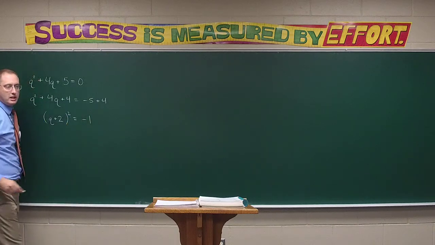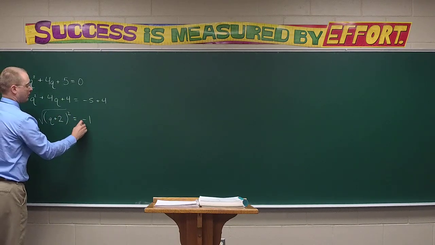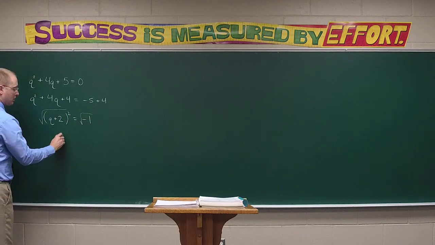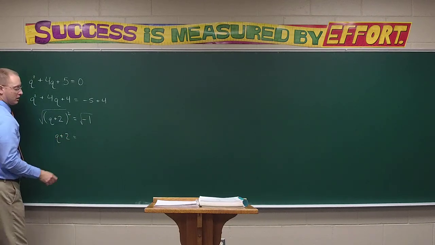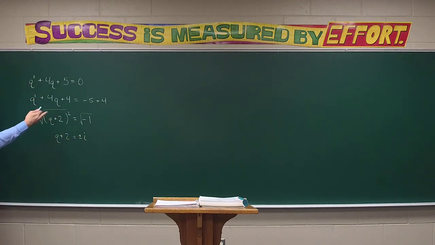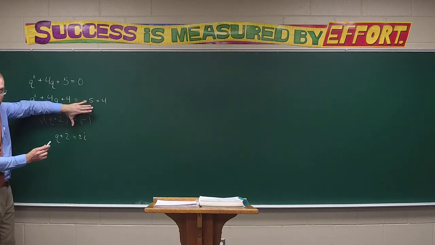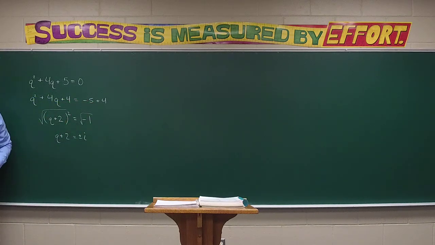All right, then what do I need to do, Michael? You gotta take the square root, and that gives you q plus 2 equals positive, negative i. Good, positive, negative i, because I put the square root symbol there. It wasn't there to begin with. If you saw this printed on a page, then there's an understood positive in front of it. When you put the radical sign there, there can't be an understood positive in front of it because it wasn't there before. We have to account for both possibilities.